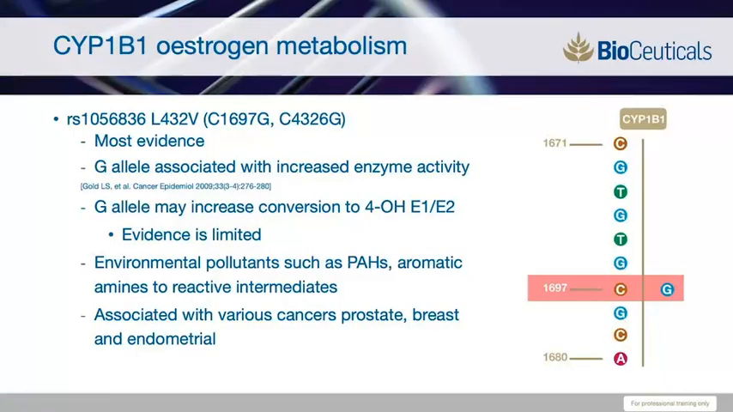It also metabolises the environmental pollutants, as does CYP1A1, and it's associated with various cancers, prostate, breast and endometrial. There is a lot of research around CYP1B1 and this particular SNP. It's one of the things that I jump to when someone comes in and says, I've got really high estrogens. What's CYP1B1 doing? Are they making the 4 metabolites? And if so, then what are we going to do about that? And you can obviously measure these as well.